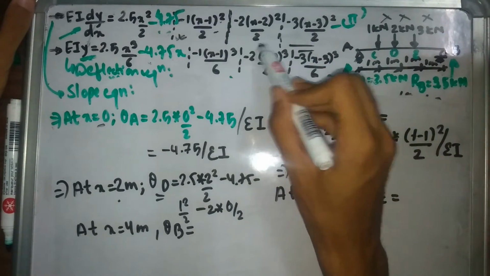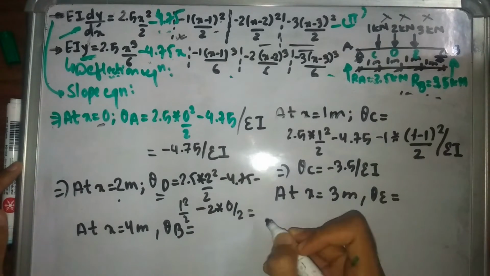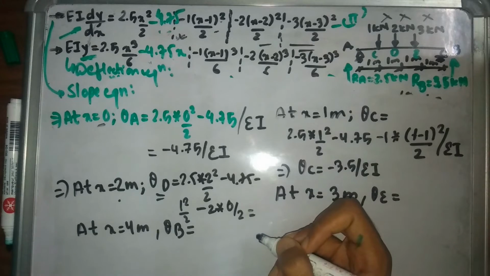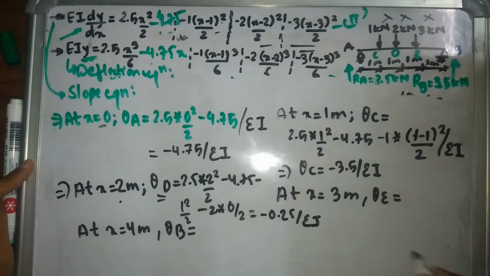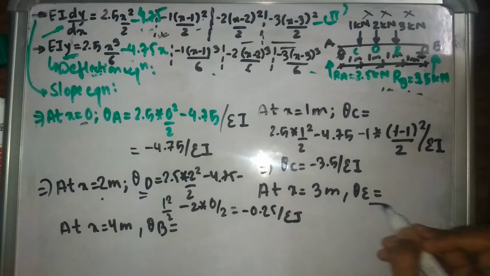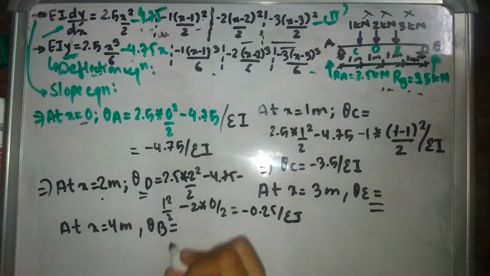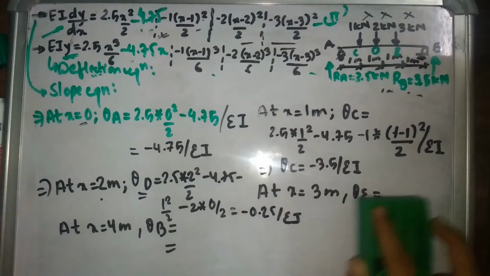So at x equals to 2, we're going to move up to here, and in this way we're going to get a certain value for this, and at x equals to 2 meter, I'm going to get my slope as minus 0.25 divided by EI. So I'm not going to explain all these terms, so we're just going to simply put down your value of x, and you're going to get your required slope. So if you have found out the answer for 3 meter and 4 meter, do comment down below. I'll be telling you whether you have found the correct answer or not. So next we're going to calculate our deflection. So let me just stop this.